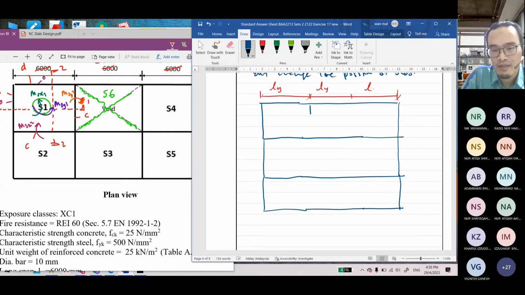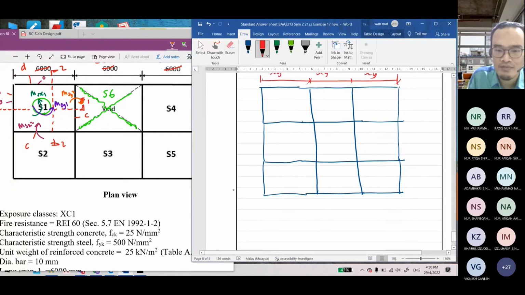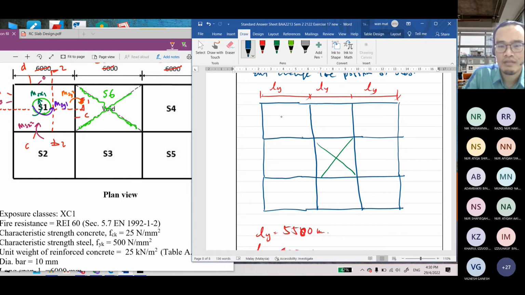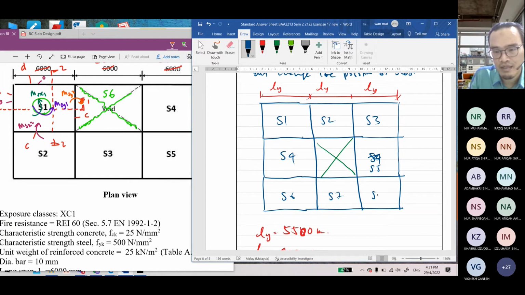Okay, so this is the beam, the slab. Tak sama juga ya. Tak apalah. So ly tu sama je. Okay, you assume sama je. Ly is equal to 5,500 millimeter, and Lx is equal to 4,000 millimeter. Okay, so however here you have void here. Okay, this is S1 yang kita buat tadi. This is S2, S3, S4, S5. Sorry, S5, S6, S7, and S9.